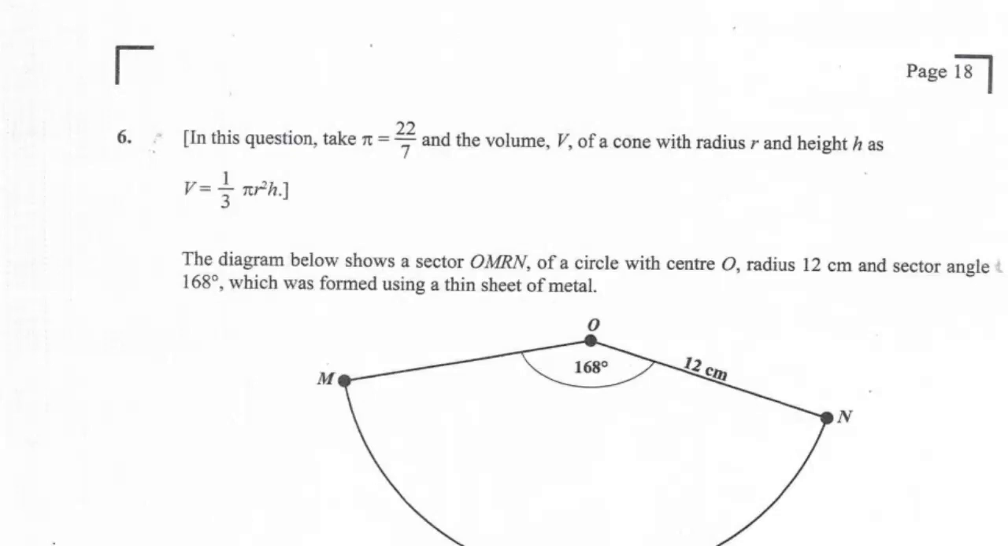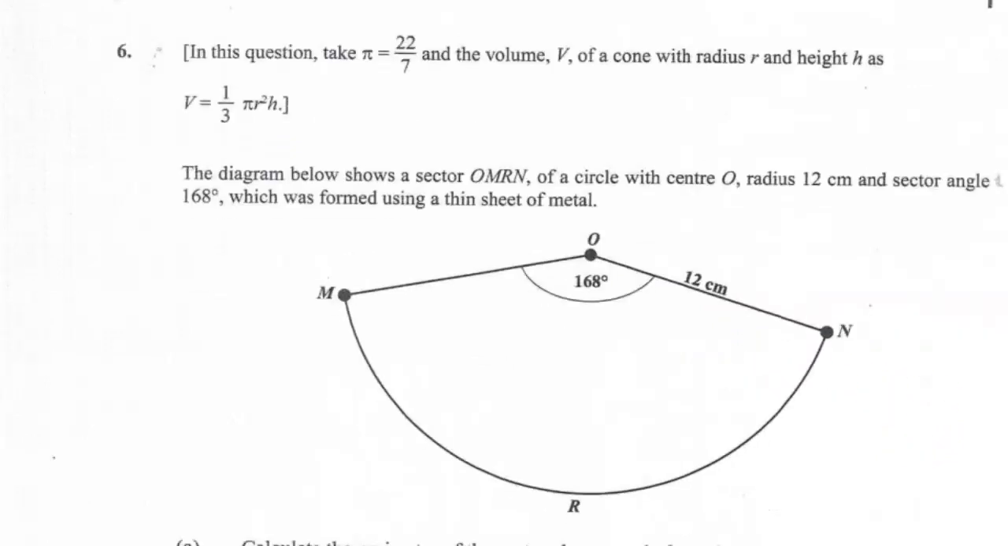All right, so in question 6, use 22 over 7 for pi, not 3.14. The volume of a cone with radius r and height h is 1/3 pi r squared h. The diagram below shows a sector, OMRN, of a circle with center O, radius 12, and sector angle 168 degrees, which was formed using a thin sheet of metal.